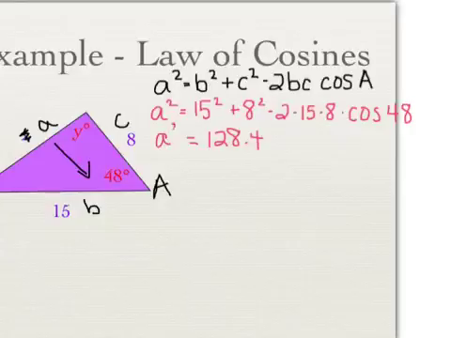Do I have what A equals? Square root. Good. Square root, square root. I end up with A equal to about 11.3. Okay? So even though it looks more complicated, not a lot harder with law of cosines, right? Questions on that at all?